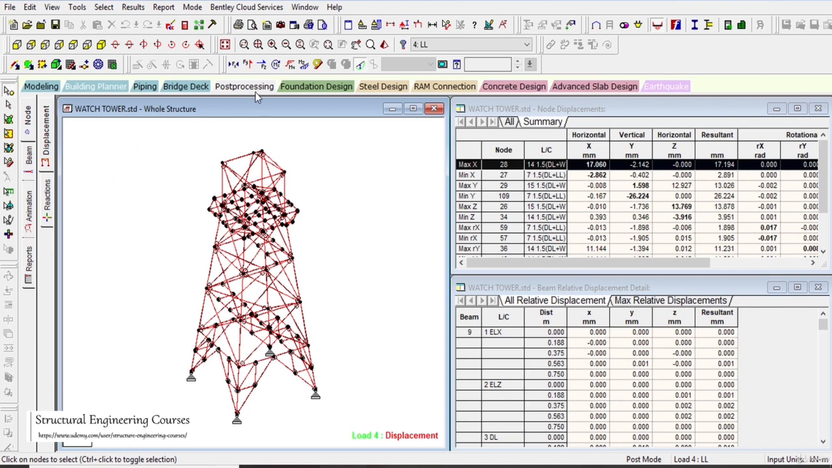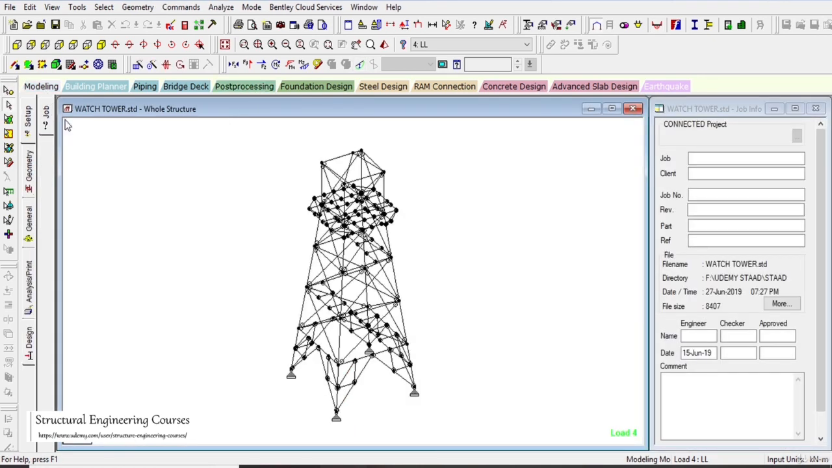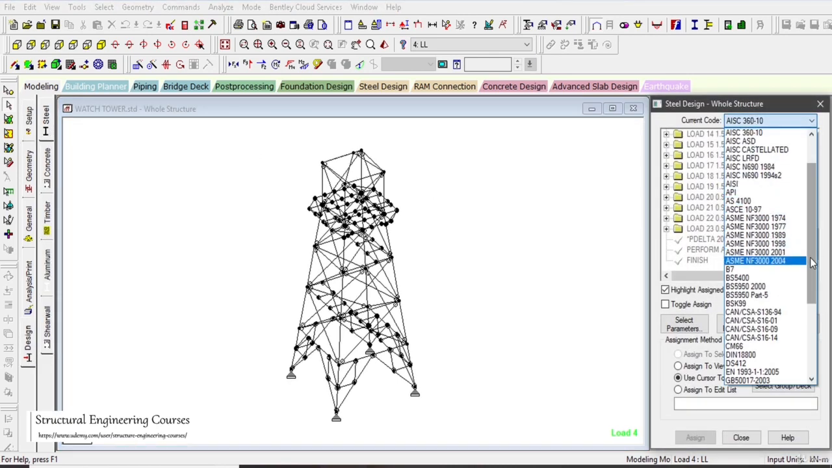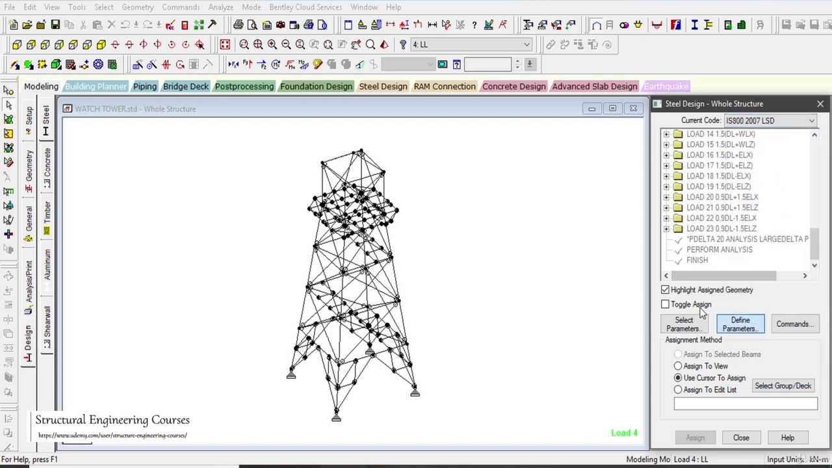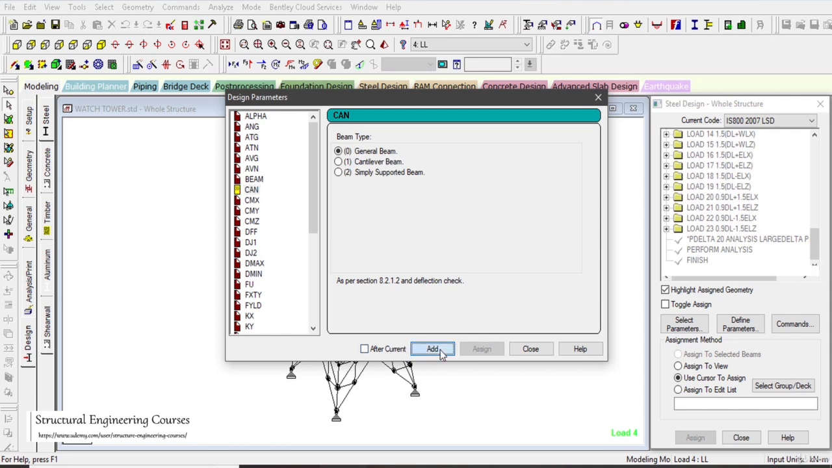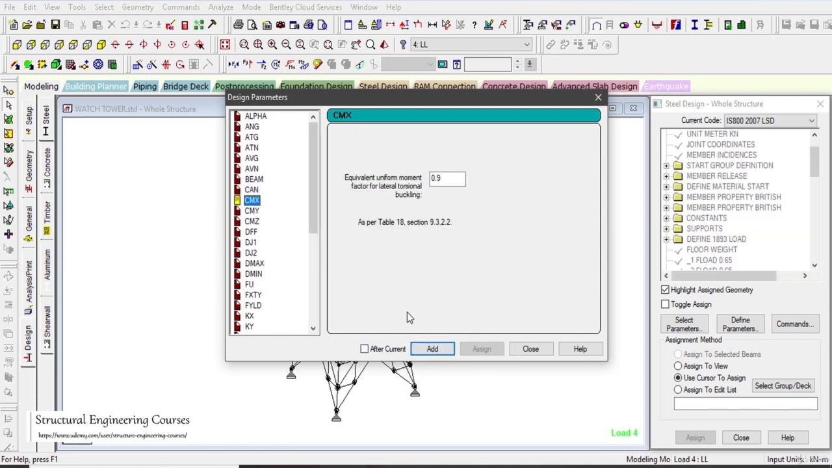After that we can go to the design command phase, and we can go to steel. Here we can enter IS 800-2007 LST, define parameters. Here we can enter general beams, CMY we can enter 0.9, CMZ also 0.9, DJ1, DJ2 is also a very lengthy command that I had explained in the previous lectures. We can consider the yield strength of steel as 250.